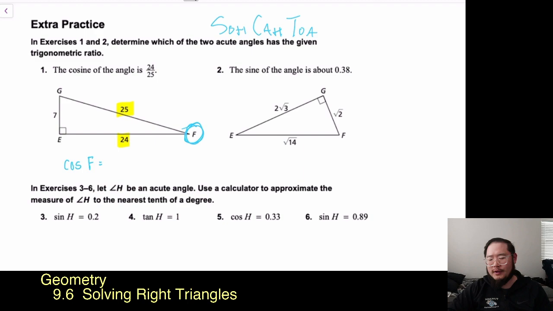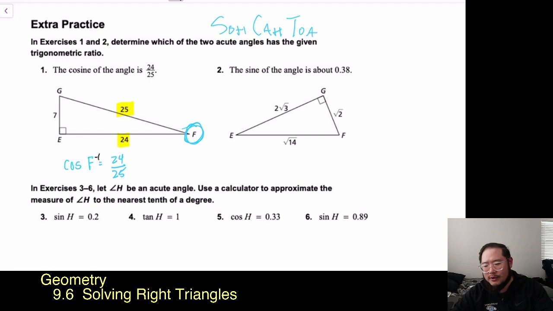Okay, determine which two acute angles has the given trigonometric ratio. And if I were to figure out the angle, well, what you would do is you would plug in inverse cosine, and then you'd put 24 over 25 into your calculator. And most likely, once again, put the 24 over 25 in parentheses, and then you would get your answer.